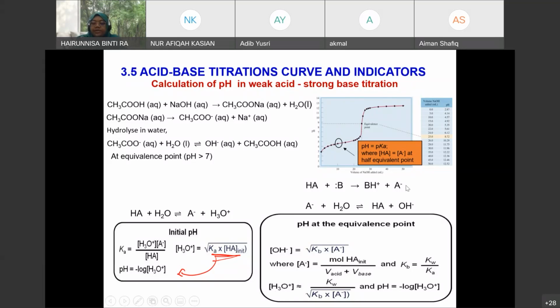While for equivalence point, because weak acid from base, so its salt is a bit basic. So, that's why what you need to find is the OH minus concentration. Because of hydrolysis in water, you will produce OH minus. Again, the A minus concentration of salt, you must get mole over total volume. The total volume is the mixture of acid and base. Then barulah you dapatkan dia punya pH.